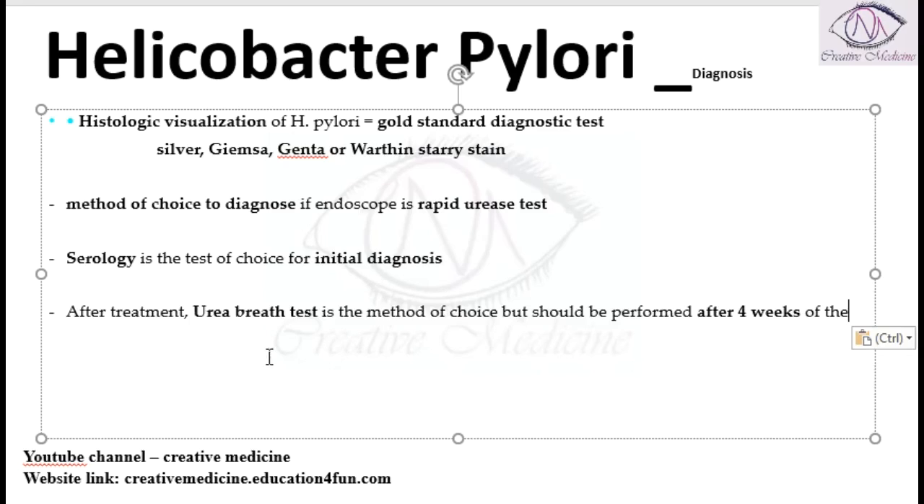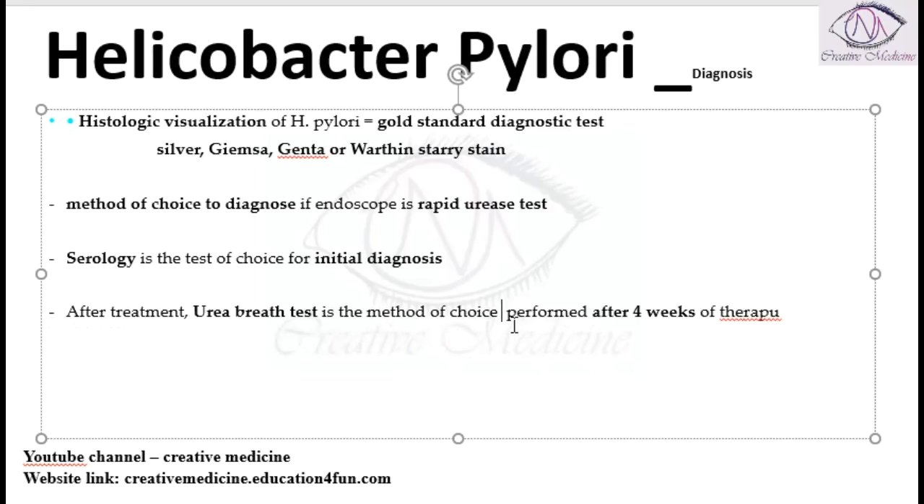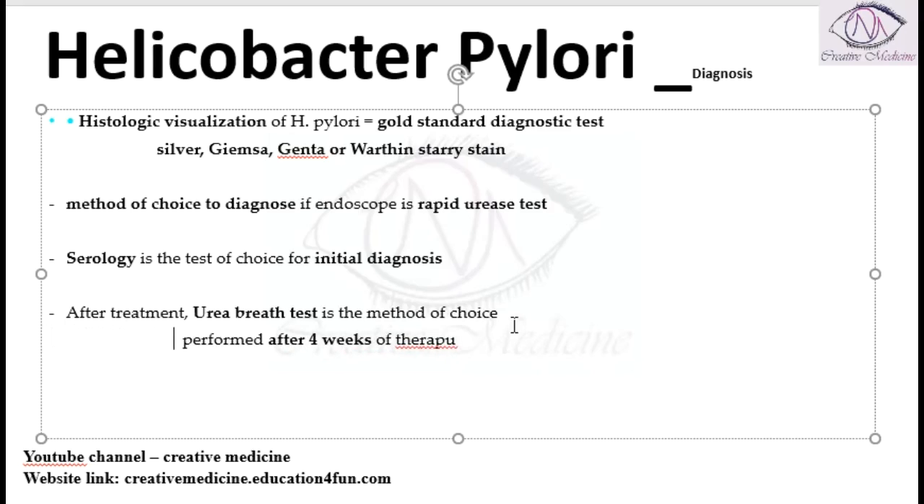After treatment, the urea breath test is the method of choice, and it is performed 4 weeks after the therapy. We do this urea breath test, which is the diagnostic method of choice for H pylori infection after treatment.